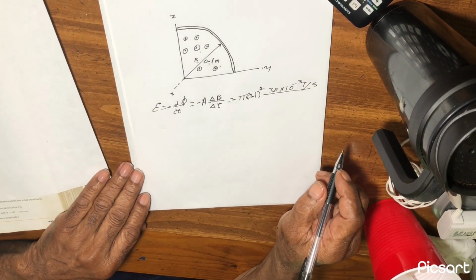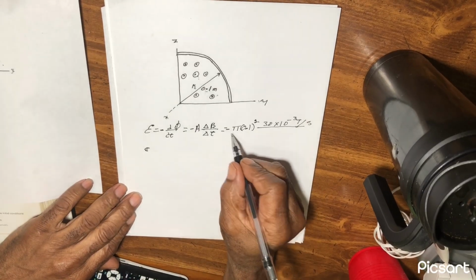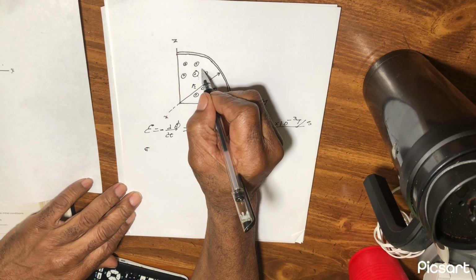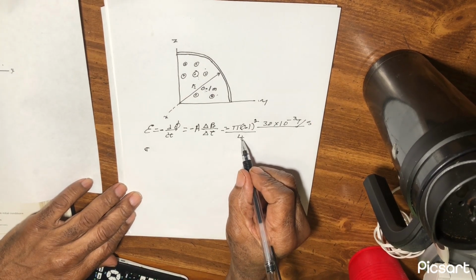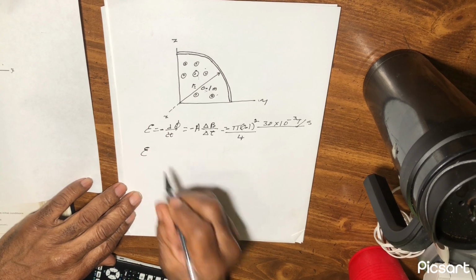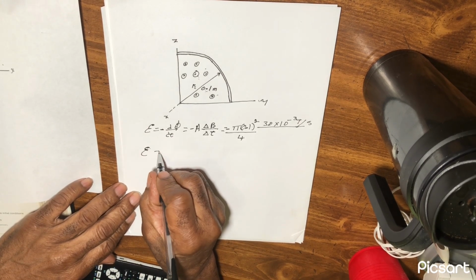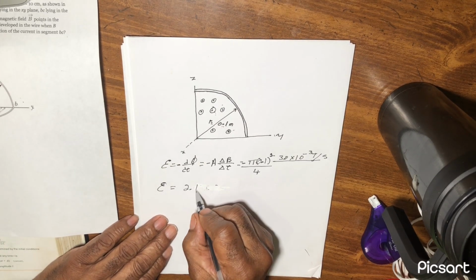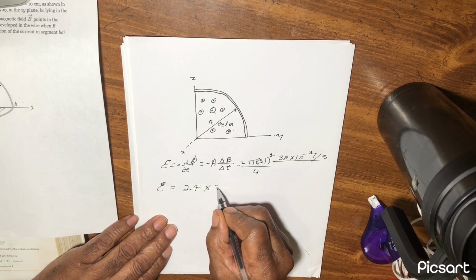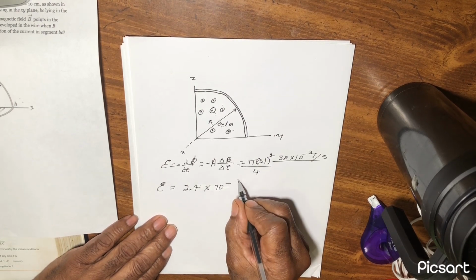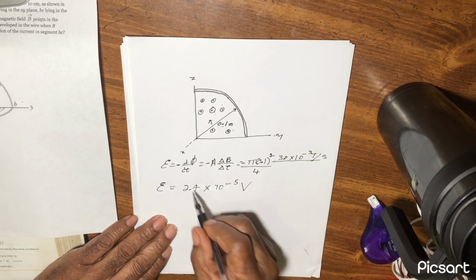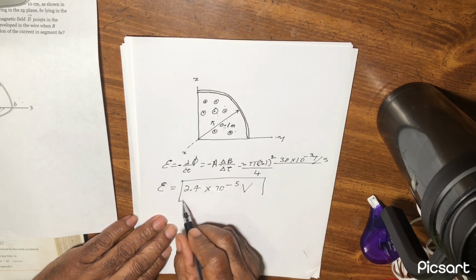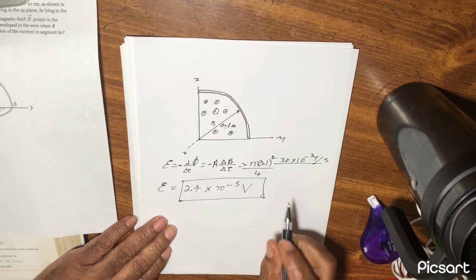So now we can solve, and we're going to divide this by 4 because this is just 1/4 of a circle, so we're going to have to divide this by 4. And when we do the math, we're going to see that E is equal to 2.4 times 10 to the minus 5 volts. So that's what the induced EMF is.